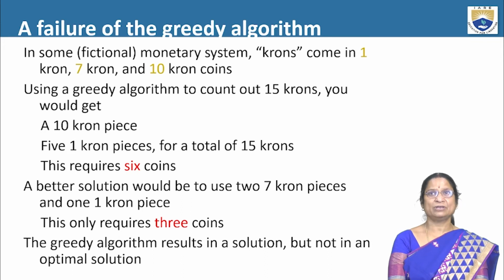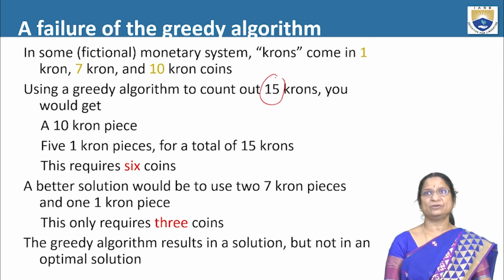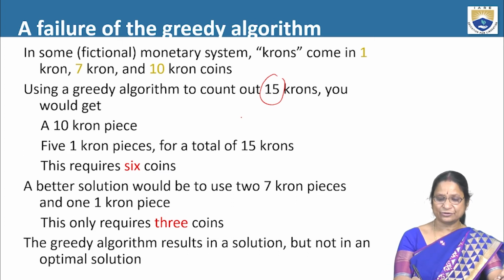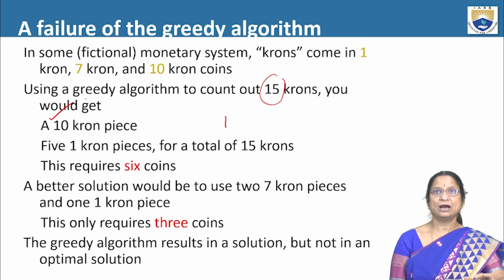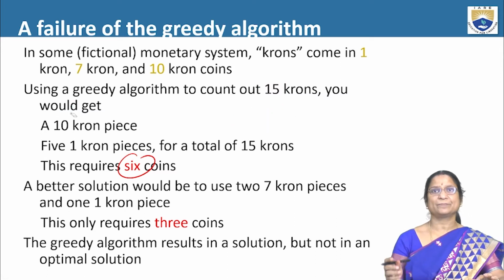Using the greedy technique, we have to account how many crowns can be considered for paying 15 crowns. For 15 crowns, I have to consider the maximum first. What is the maximum? The 10 crown is there, so one 10 crown is going to be considered. After that, 15 minus 10 leaves 5. So 1 crowns are going to be used for 5. Totally how many? 6 coins. We have to use 6 coins to pay.